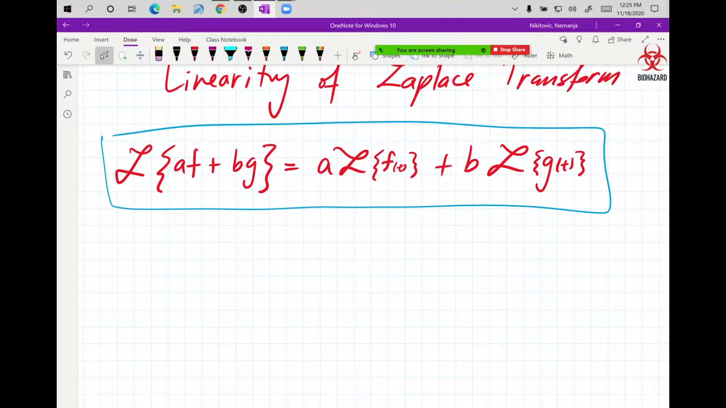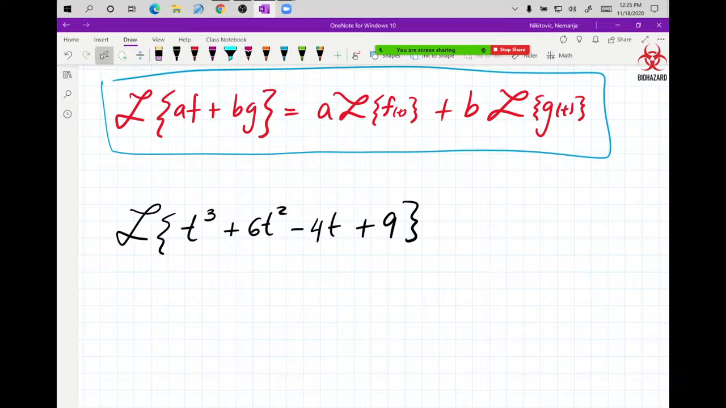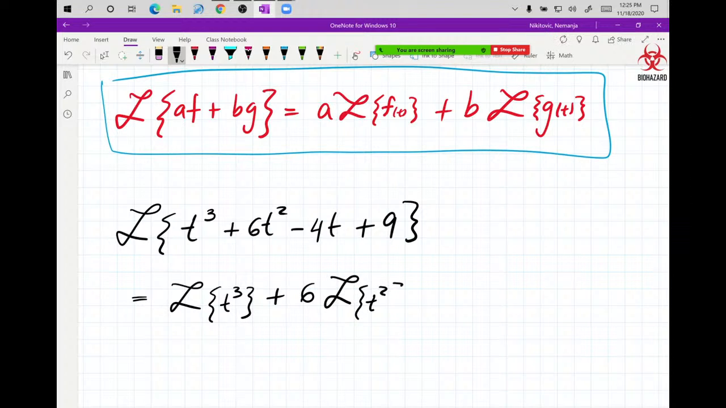So let's say you are supposed to do the Laplace of t cubed plus 6t squared minus 4t plus 9. Let's say this is your problem. You will apply the Laplace transform to each one individually here. So you're going to say, I need the Laplace transform of t cubed plus 6 times the Laplace transform of t squared minus 4 times the Laplace transform of t plus 9 times the Laplace transform of 1.